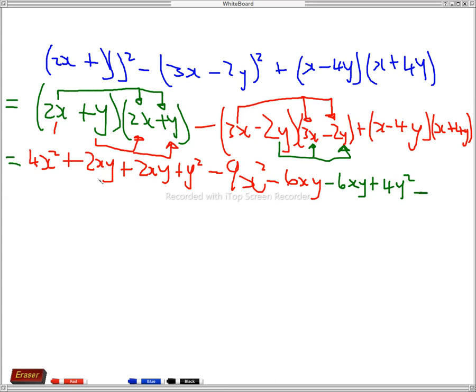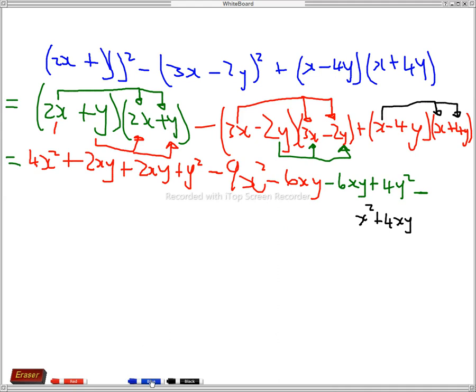Let me write the answers here with this black marker. In this case, I'm going to say x multiplied by x and multiplied by 4y there. So x multiplied by x is going to give me x squared, and then x multiplied by 4y is just going to give me 4xy, and then I'm done with those ones.